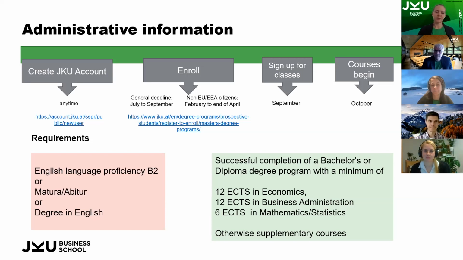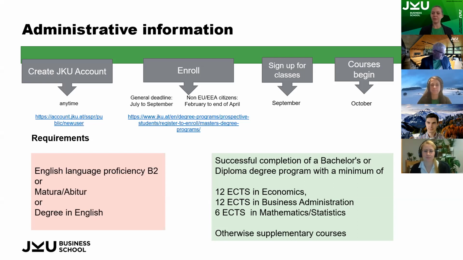So what are the formal requirements for the enrollment for Economic and Business Analytics? On the one hand, you would have to provide English language proficiency on the level B2. Sufficient English language proficiency would also be the Austrian Matura or the German Abitur. Or if you have completed a bachelor's or diploma degree in English, this would also count as B2 English language proficiency.